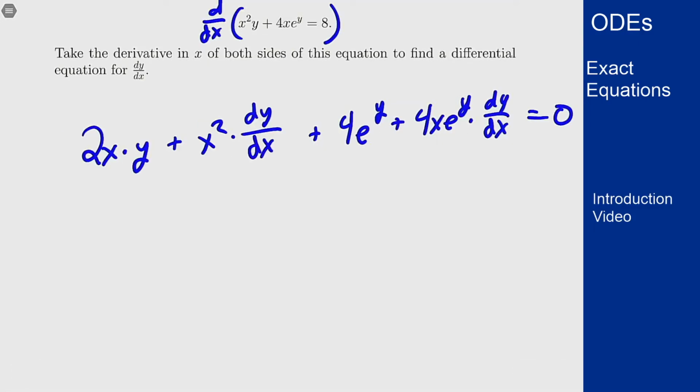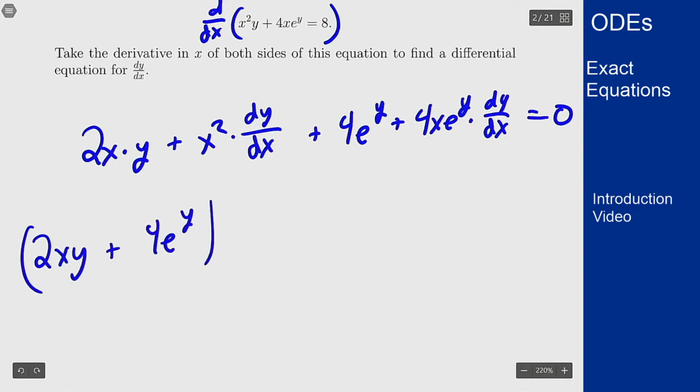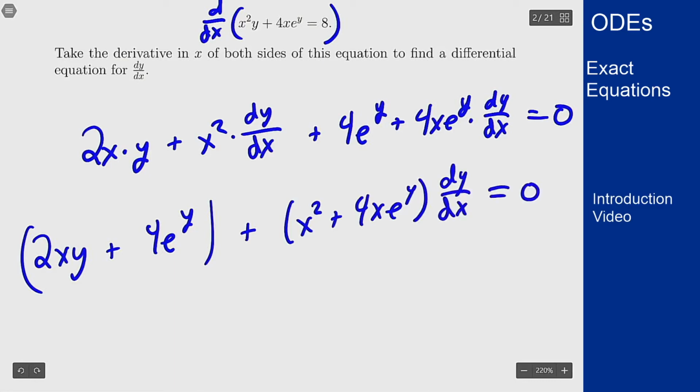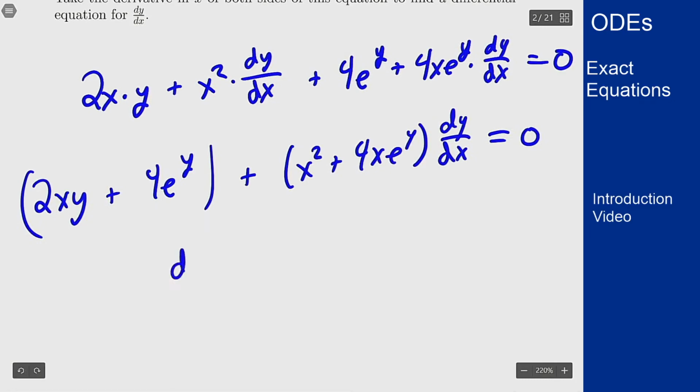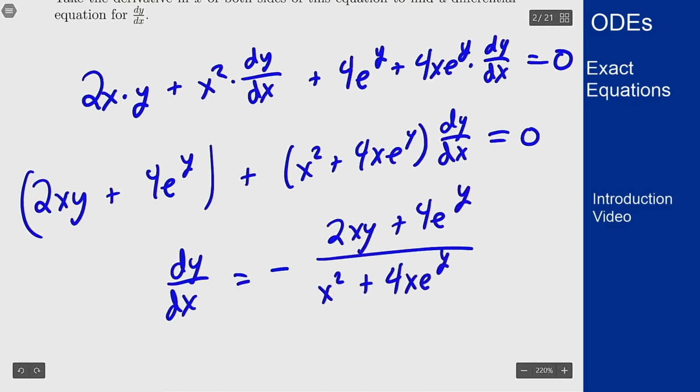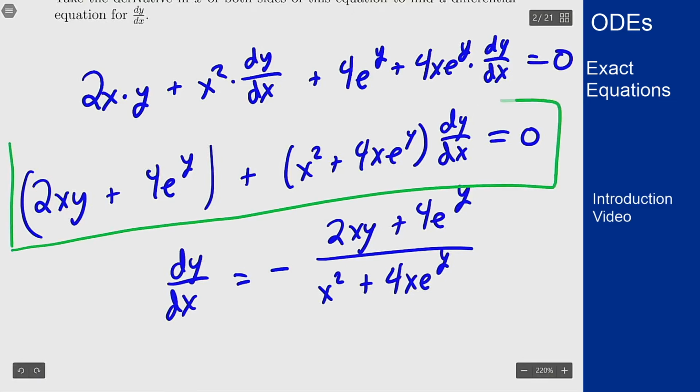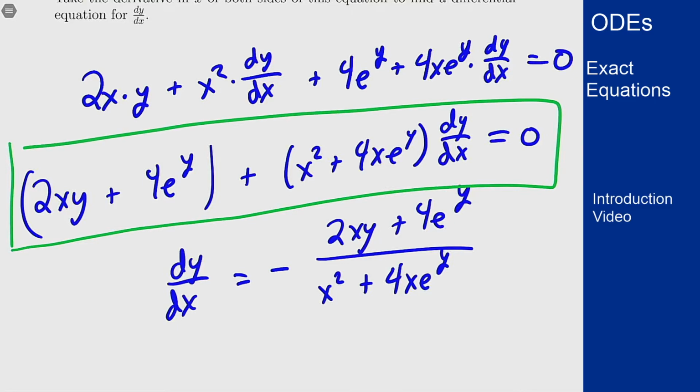I can now rearrange things a bit. I will see a 2xy plus 4e to the y, the terms without a dy dx, and then plus x squared plus 4x e to the y times dy dx equals 0. Or if I want to actually solve it for dy dx, I get dy dx equals negative the quantity 2xy plus 4e to the y, divided by x squared plus 4x e to the y. I'm going to box this one up because this will be the more important equation for us to look at. So that's just doing implicit differentiation, taking a derivative when you have x and y mixed together, but your y is a function of x.